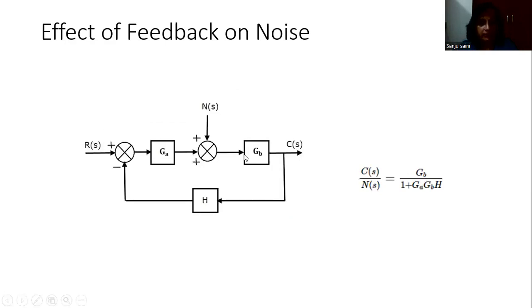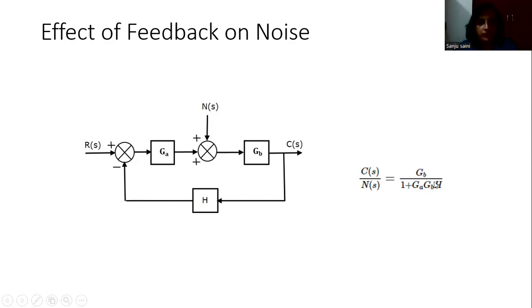Then, if we take up the effect of feedback on the closed loop system, here R(s) is kept equal to 0. If we now calculate C(s) divided by N(s), it will come out to be, in the forward path, G2, but in the feedback path, we get minus H multiplied by G.